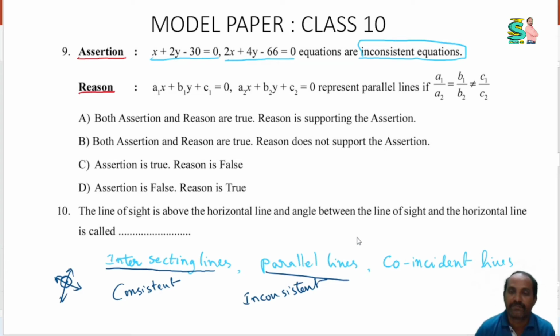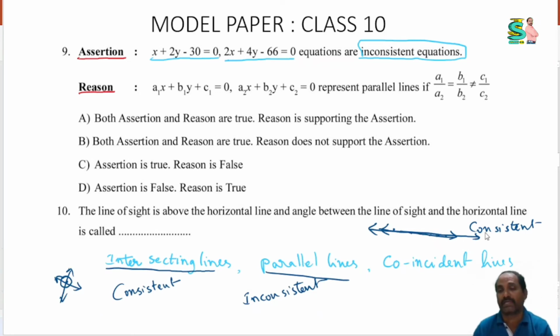What about these coincident lines? Coincident lines means both lines intersect at every point. They intersect at every point on them. That's why these are also considered consistent lines. So consistent means lines meet together. That's why here intersecting lines and coincident lines are consistent. Parallel lines are inconsistent. Okay.